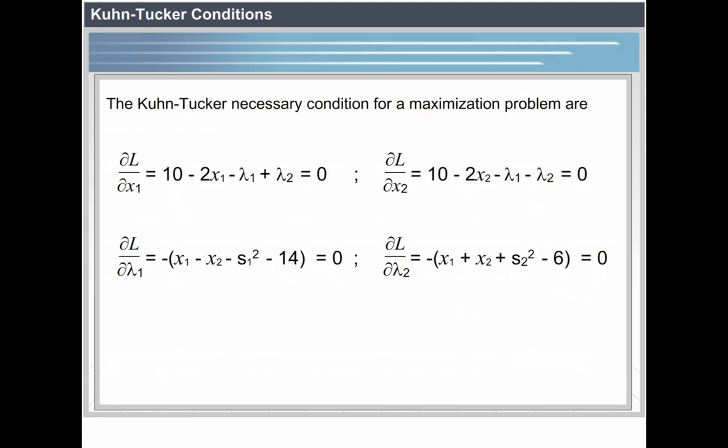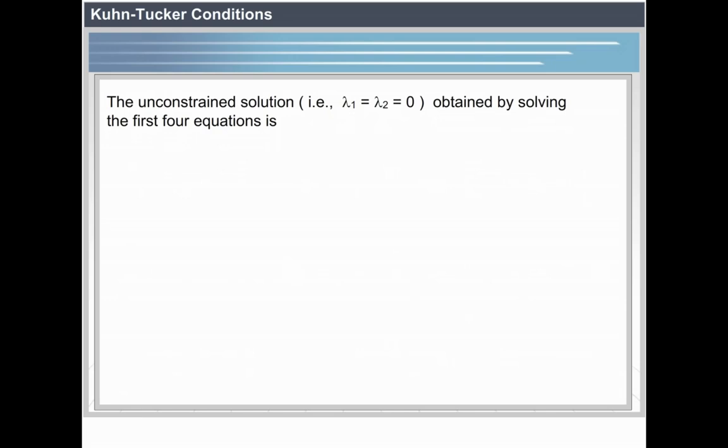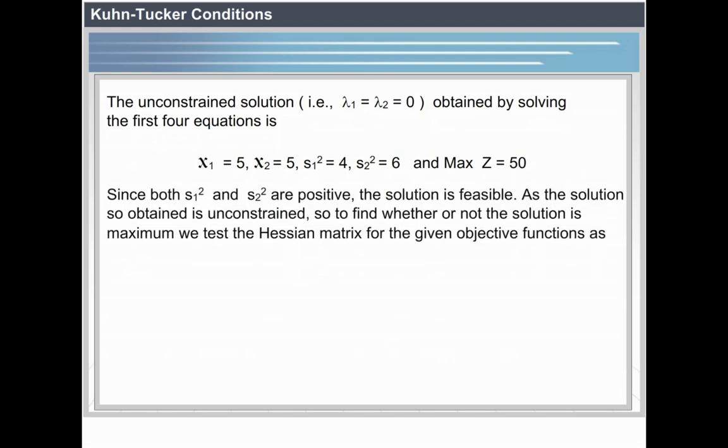∂L/∂λ2 = −(x1 + x2 + s2² − 6) = 0. ∂L/∂s1 = −2λ1s1 = 0. ∂L/∂s2 = −2λ2s2 = 0. The unconstrained solution obtained by solving the first four equations is x1 = 5, x2 = 5, s1² = 4, s2² = 6, and maximum z = 50. Since both s1² and s2² are positive, the solution is feasible.